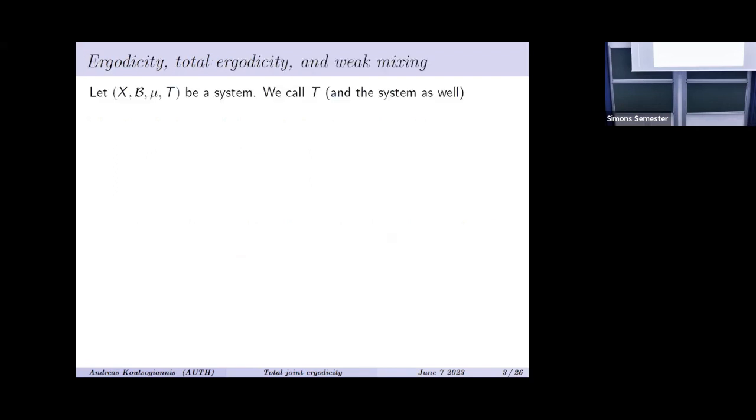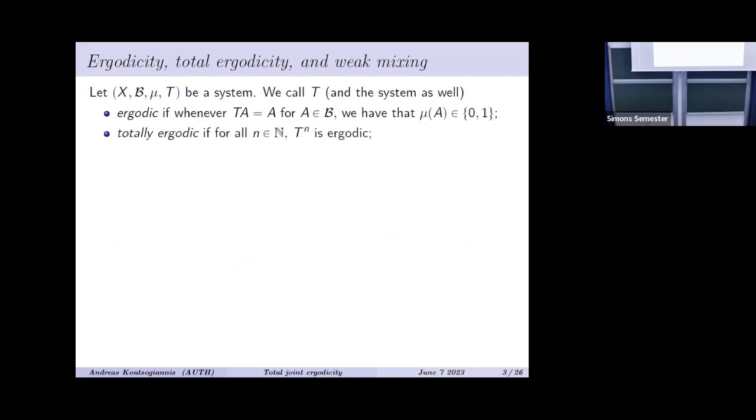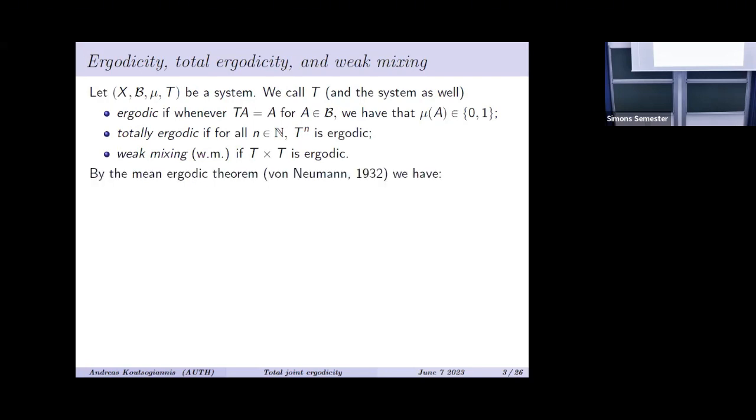So, some definitions which you have already seen. I'm going to call the transformation T, and the system as well, ergodic if there are no T-invariant sets that don't have trivial measure, 0 or 1. Total ergodic if all powers of T are ergodic. And weakly mixing if T cross T is ergodic for the product system.